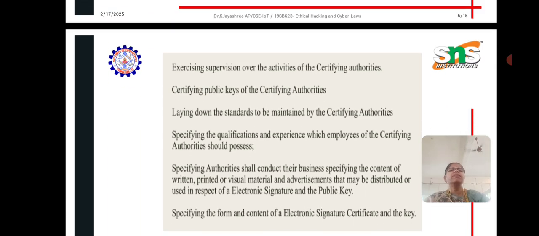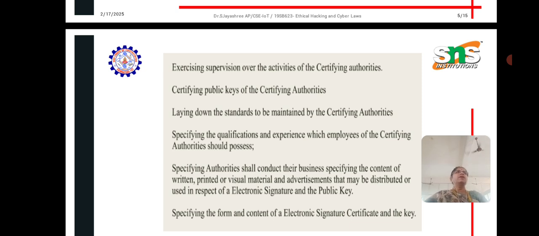Then functions of the certifying authority include exercising supervision over the activities of the certifying authorities, certifying public keys of certifying authorities, laying down the standards to be maintained by the certifying authorities, specifying the qualifications and experience which employees of the certifying authorities should possess, specifying how authorities shall conduct their business, and specifying the content of written, printed, or visual material and advertisements that may be distributed or used in respect of an electronic signature and public key.